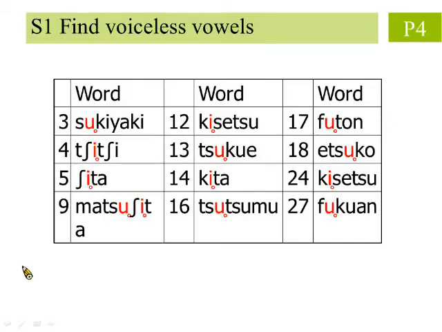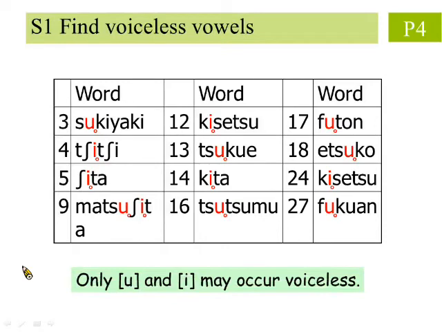In the first step, we mark all the voiceless vowels in red. After checking, we find that only the vowels U and I may occur voiceless.